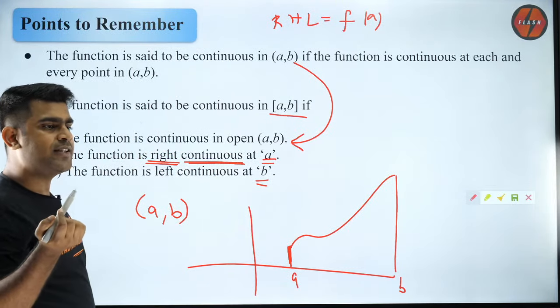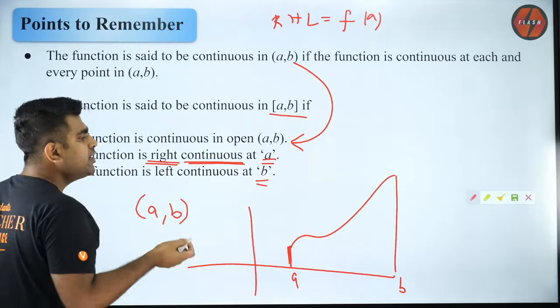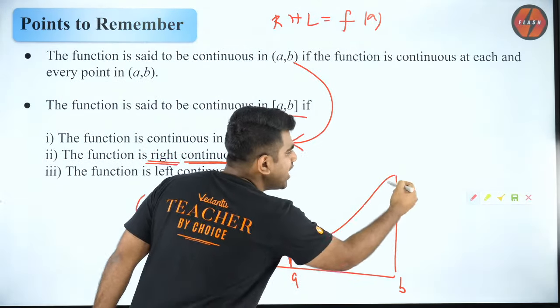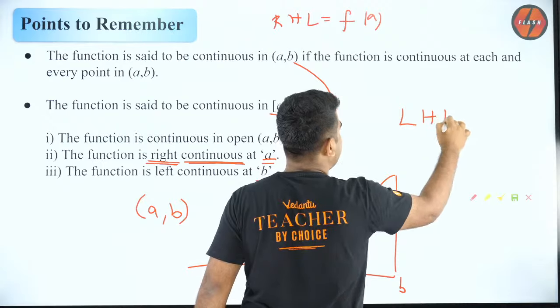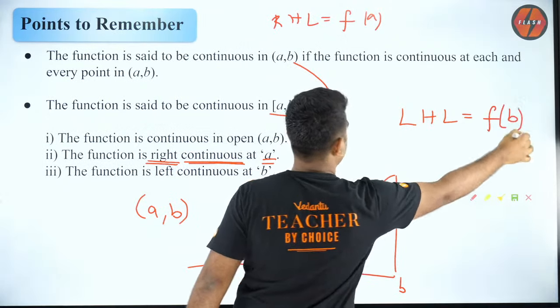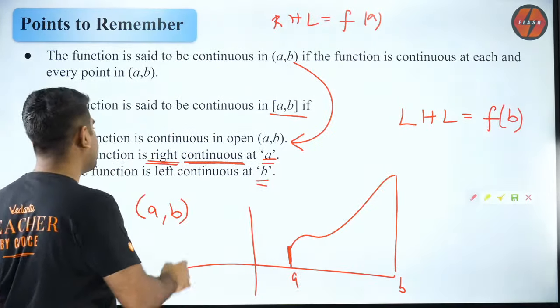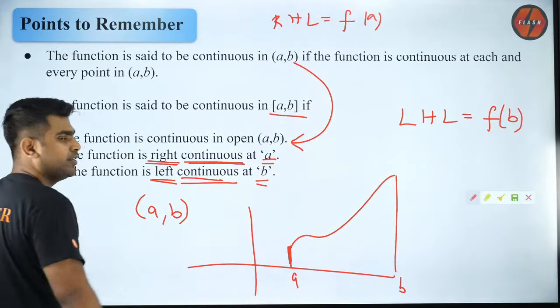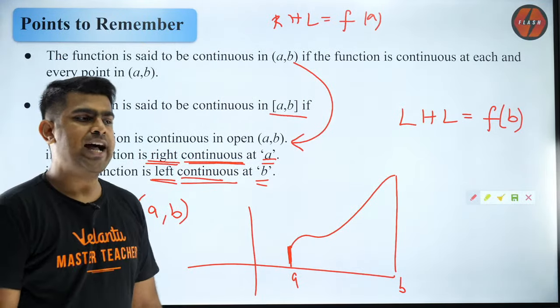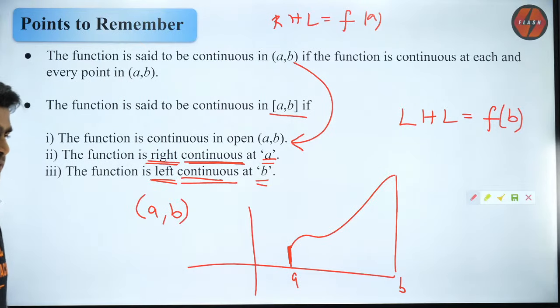Did you guys understand that? Similarly, at B, you don't have right hand side. So you check LHL at B. That's it. So you check left continuity at B. So that is how we do it. I hope you guys are all clear with it.